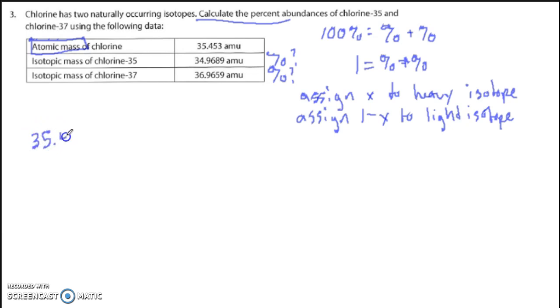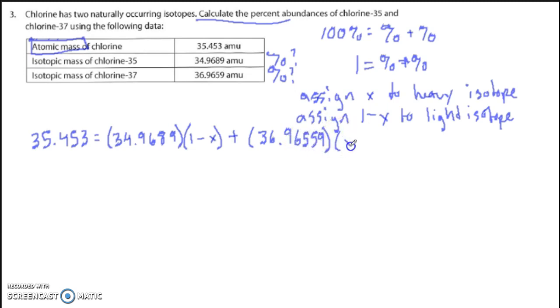So 35.453 equals my mass, which is 34.9689, times that percentage. Well, that's the light isotope, so that's 1 minus x, plus my other mass, 36.9659, times my other percentage, which is x.